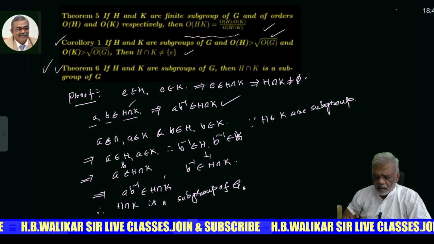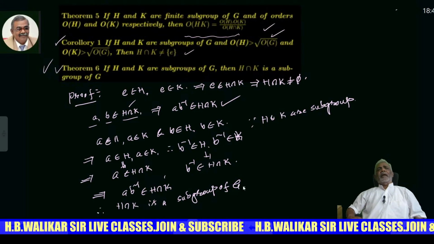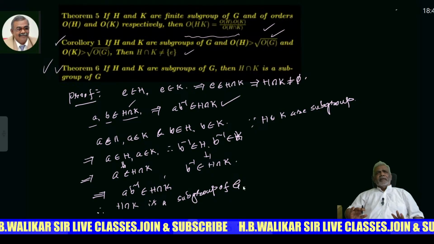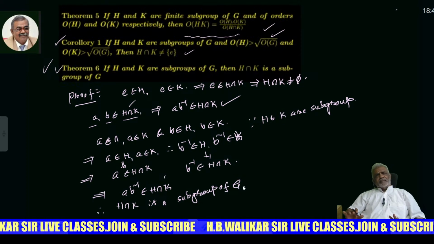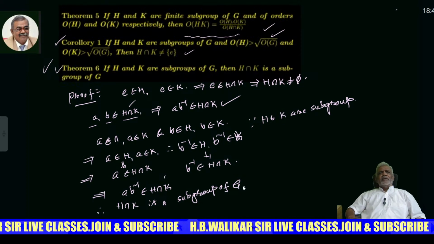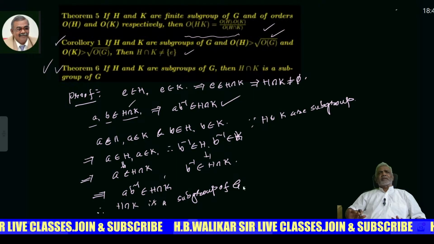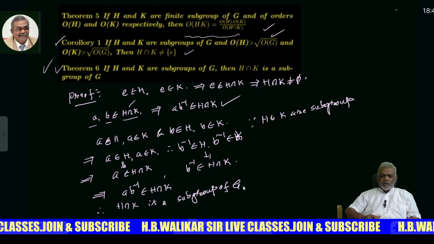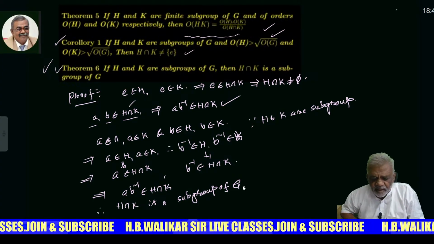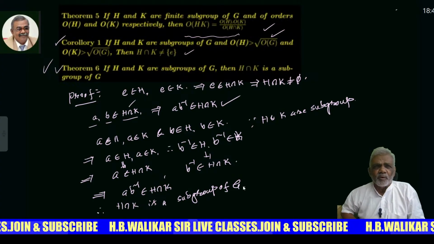Now, if H and K are subgroups of G, the intersection of those two subgroups is again a subgroup. In other words, any two subgroups have an intersection that is always a subgroup. It is a theorem proved in Theorem 6, just now we have proved it.